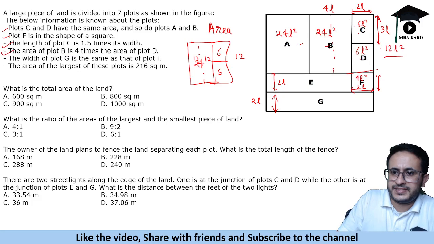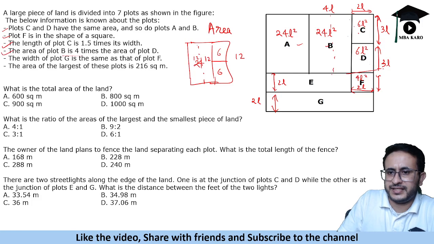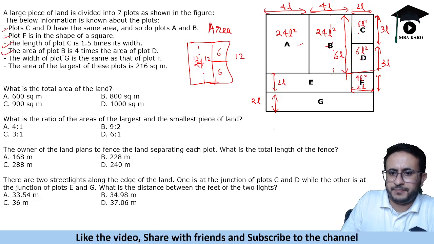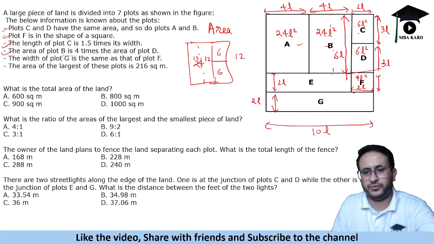See, this is 3L and this is 3L. So you can visualize it like this. This length is 3L, this length is 3L. So this complete length is 6L from this point till this point. So this length is going to be 4L. So this will also be 4L. So now this complete length is 10L. Okay, 10L by 10L.